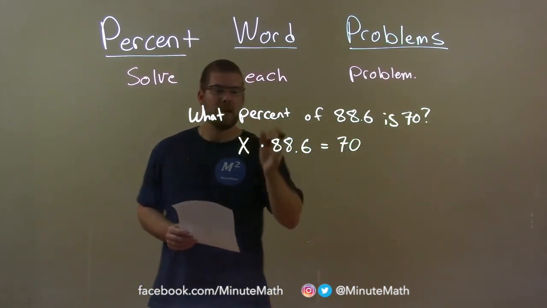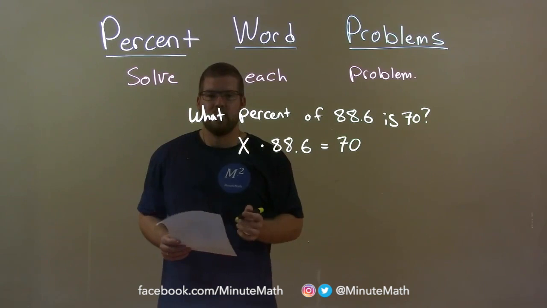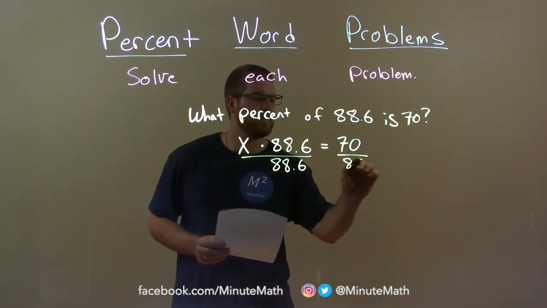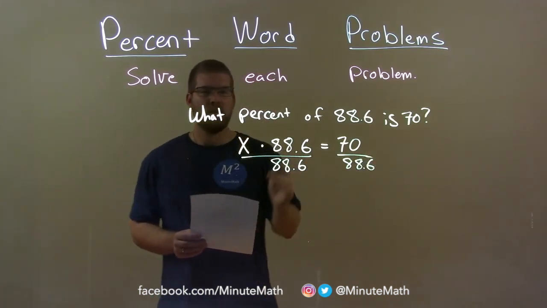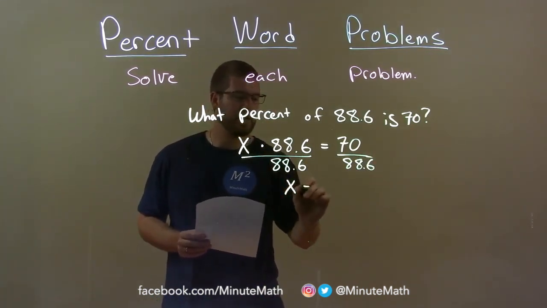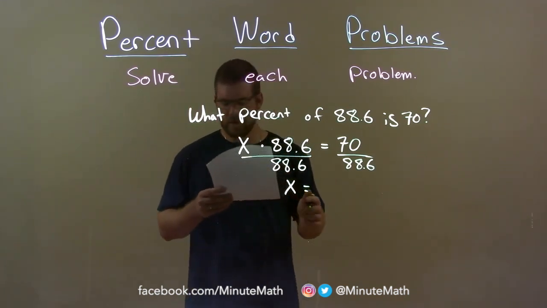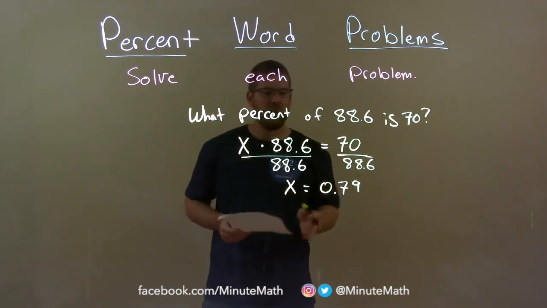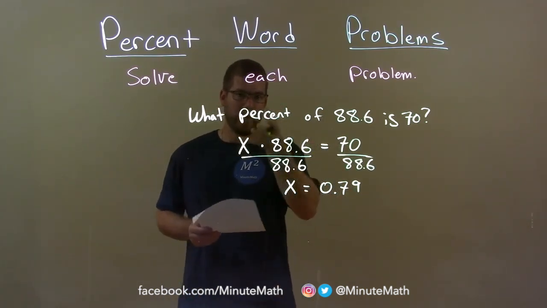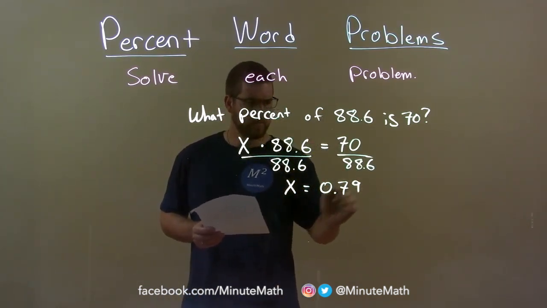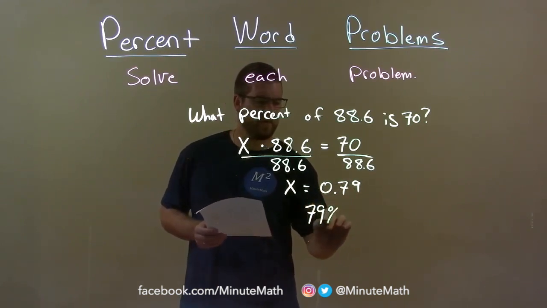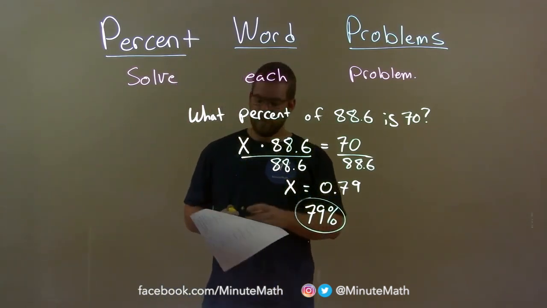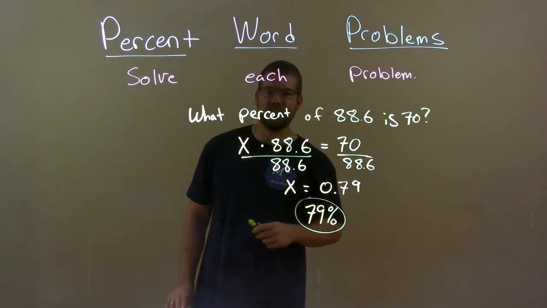Okay? So now let's go solve for x. Well, opposite of multiplication, division. Divide by 88.6 on both sides. Okay? Then I got x by itself, okay, equals 70 divided by 88.6 is 0.79. Okay? Now we have to convert that to a percent. Remember, x is our percent, so 2 decimal places to the right, I have 79% there, and there we have our final answer. 79% of 88.6 is 70.